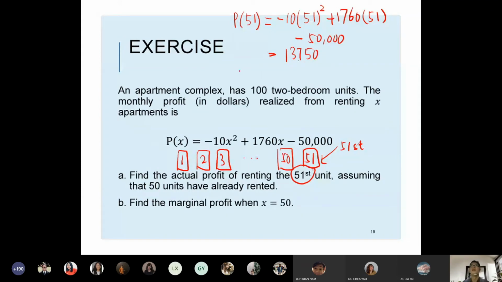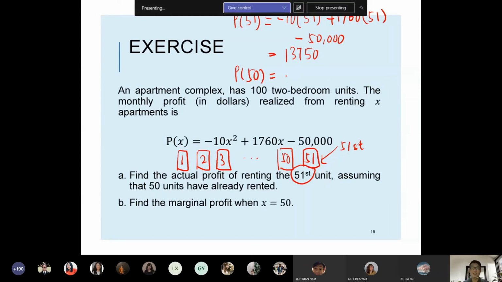All right, so the profit for renting out 51 units of apartment is 13,750. Now we want to find the profit for renting out 50 units of apartment. So again, we have negative 10 times 50 square plus 1760 times 50 minus 50,000. So what do we get here? 13,000. Okay, thank you, 13,000.